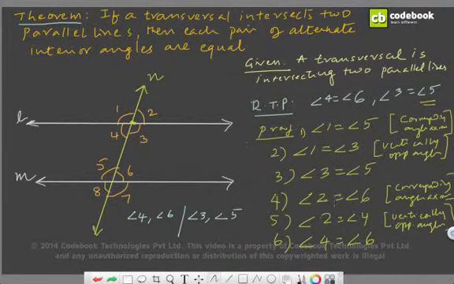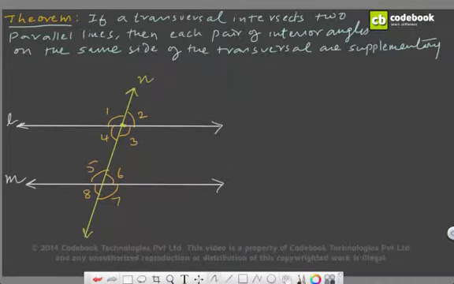Similarly, we can apply the same steps for the other pair of angles, and you can prove angle 4 is equal to angle 6. So this theorem has been proved. Now let's look at another theorem. This theorem states that if a transversal intersects two parallel lines, then each pair of interior angles on the same side of the transversal are supplementary.